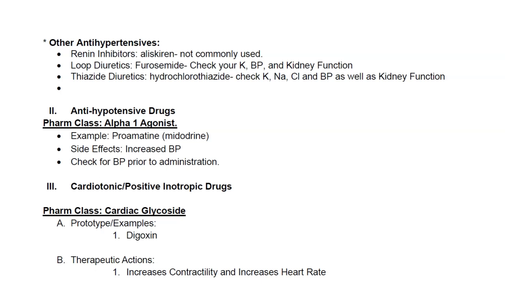But again, loop diuretics are very useful for hypertension. They are also used for fluid overload and heart failure, and in some cases when a patient has really high potassium levels, because this gets rid of the potassium through the urine.